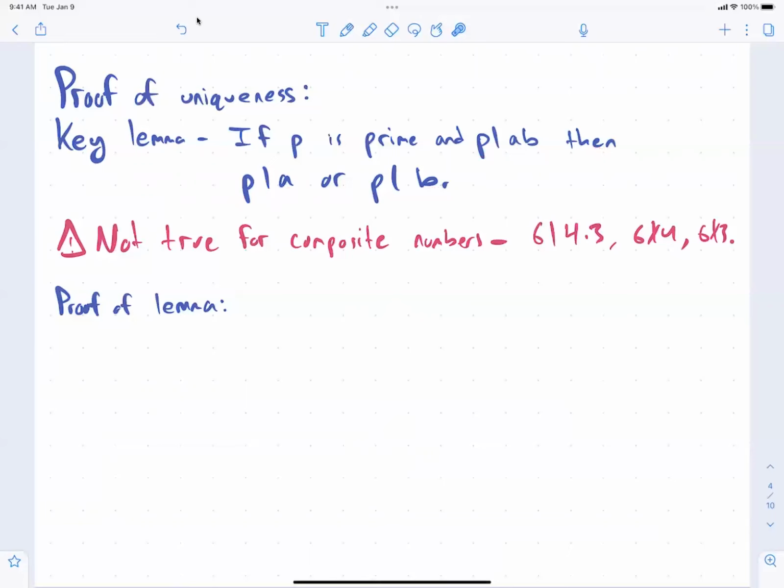There's no way for it to not divide A and not divide B, but still divide the product. So somehow this is the key property that lets us prove prime factorizations are unique. And this really depends on P being prime. This is not true for composite numbers.